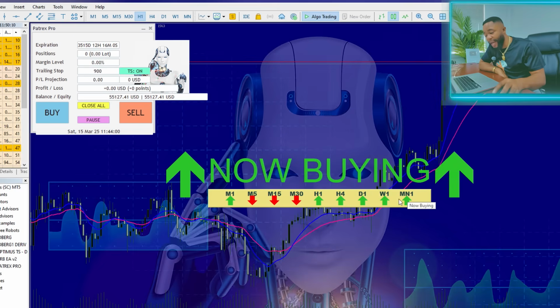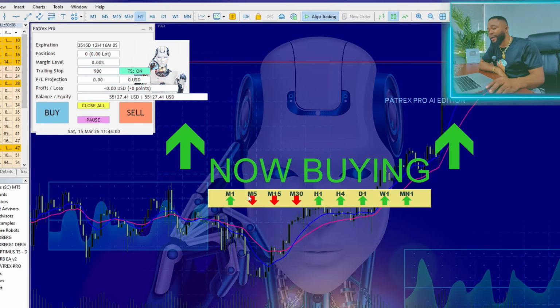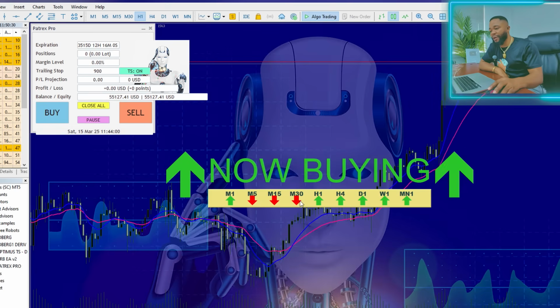This one, the market is buying here, meaning the market is bullish. From the 1 hour time frame to the monthly, the market is bullish. And before the market closed on Friday, from the 5 minute to the 30 minute, the market was already dropping.